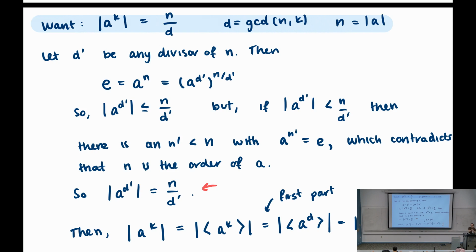Are there questions about this part of the proof? Yeah. Why is it the case that the order of a to the d prime is less than or equal to n over d prime? Okay, let's go back to this line. We showed that raising this element, a to the d prime, to this power gets us to the identity. So whatever the order of this thing is, it has to be less than or equal to this. This gives you an upper bound for what the order is. Yeah, other questions?